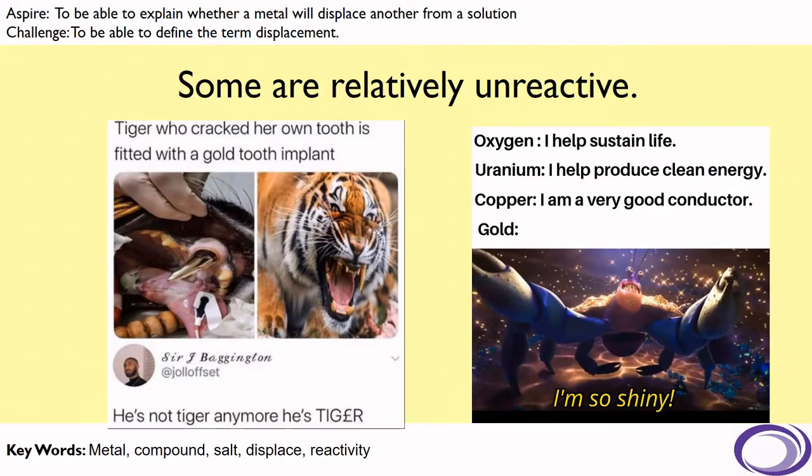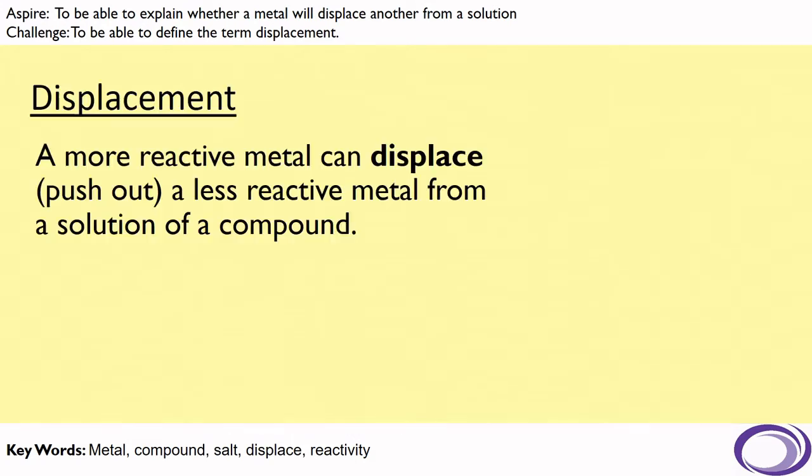And some metals are relatively unreactive, for example, gold. As you can see on the screen, it was used to create a tooth implant for a tiger who had a cracked tooth. And also, I'm sure you have seen the film that scene is from. Gold maintains its shininess because it doesn't react with oxygen in the air.